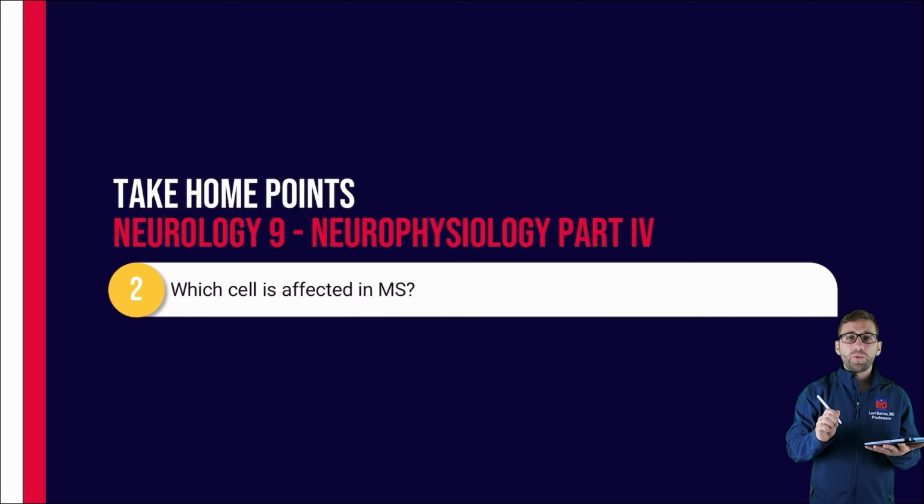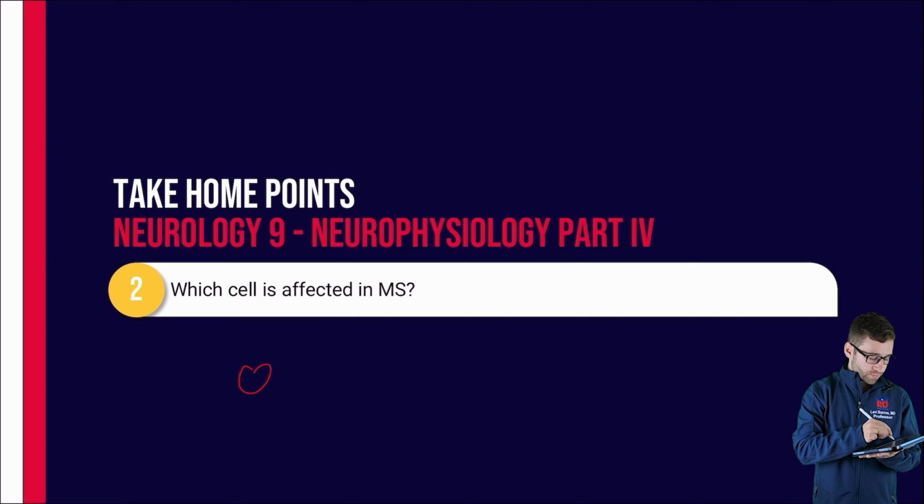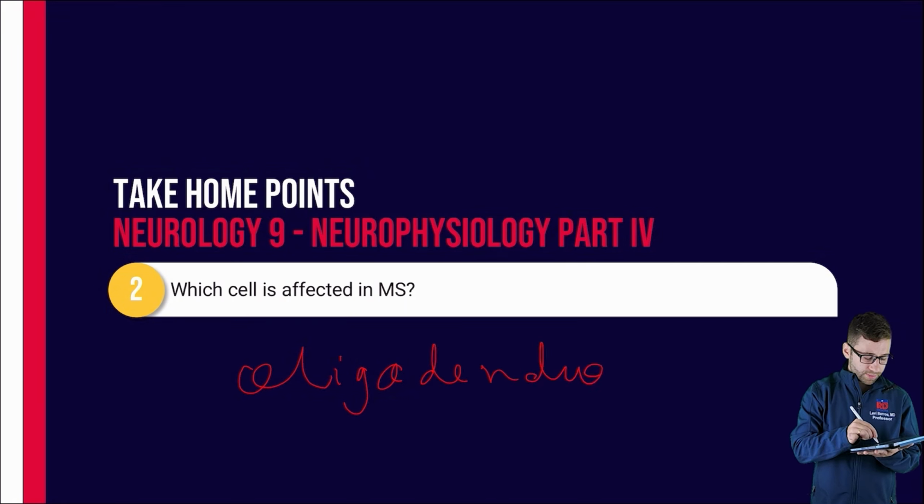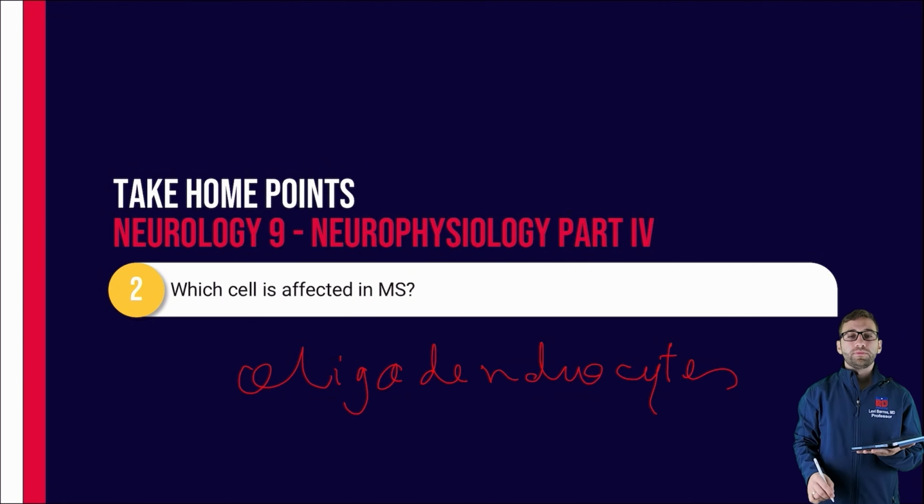Moving on. Which cell is affected in MS? Multiple sclerosis is a chronic autoimmune disease that primarily affects oligodendrocytes, the cells responsible for producing myelin in the central nervous system. In MS, the immune system mistakenly attacks the myelin sheath, leading to demyelination and subsequent axonal damage.